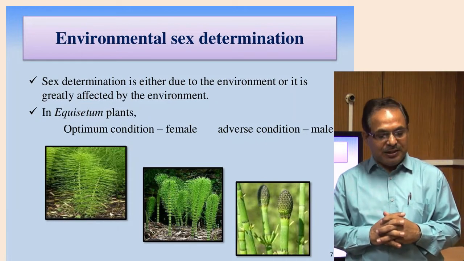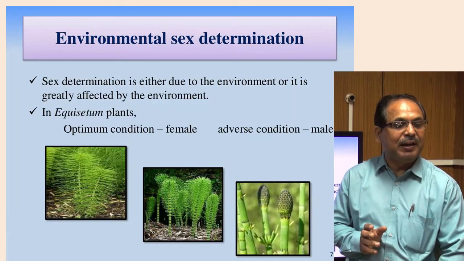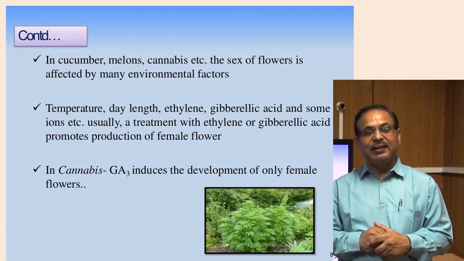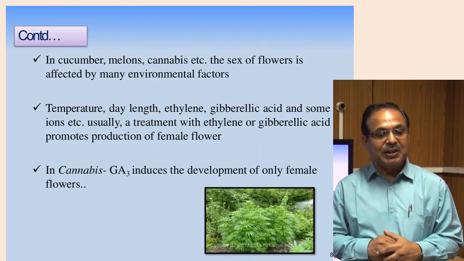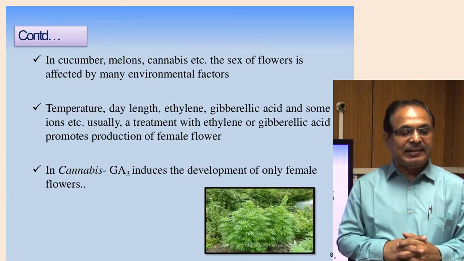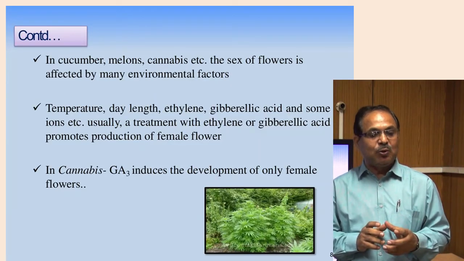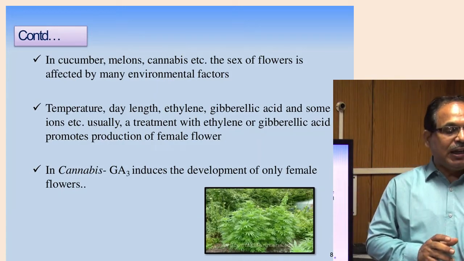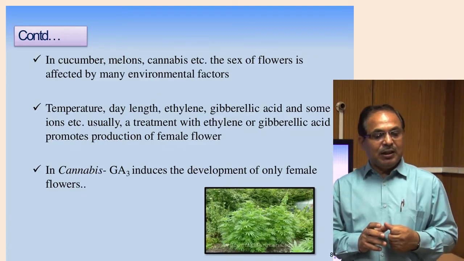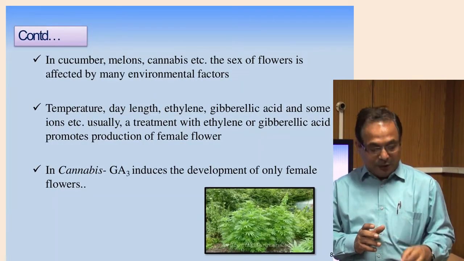Some nutrient doses and other factors are also responsible for the production of male and female individuals. In cucumber, melons and cannabis, the sex of the flower is affected by environmental factors like nutrient doses, temperature, day length, and the use of gibberellic acid, which plays a greater role in the promotion of different sex individuals. In cannabis, gibberellic acid induces the development of only female flowers.